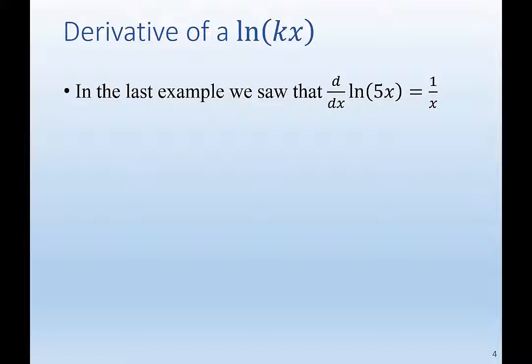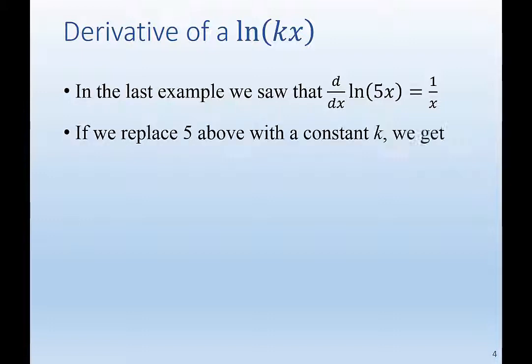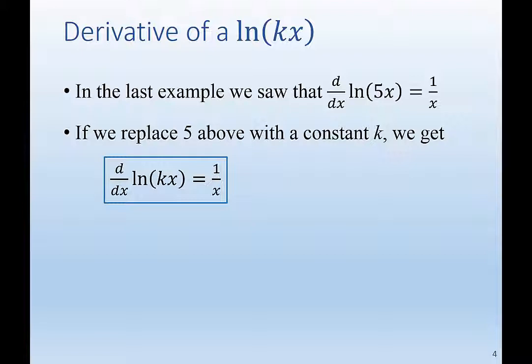Now we could have had any number in place of the 5, and we would have got the same result. And so if we replace the 5 with a k, we'll generalize it here, and k is any constant, we would get the result that the derivative of natural log of kx is 1 on x.